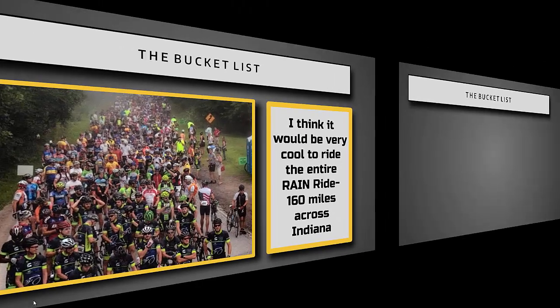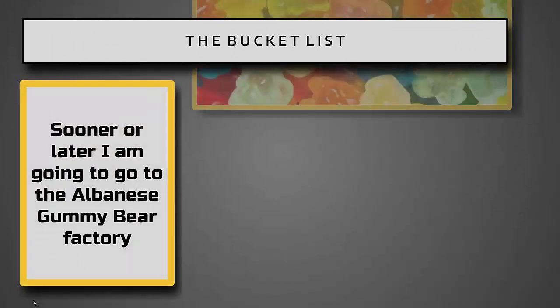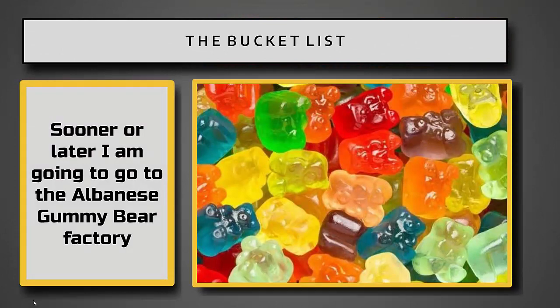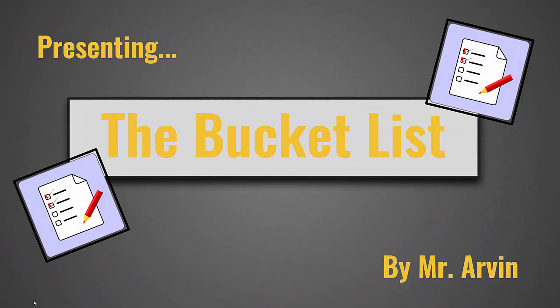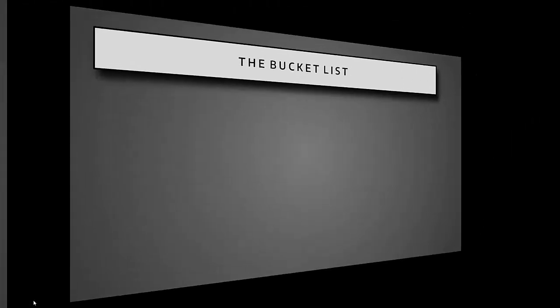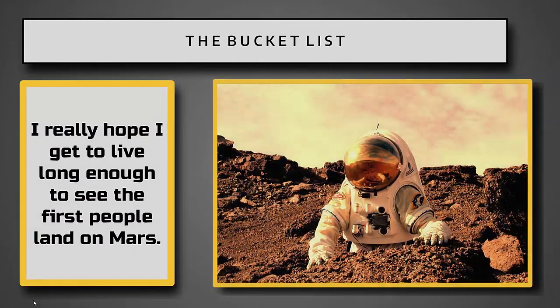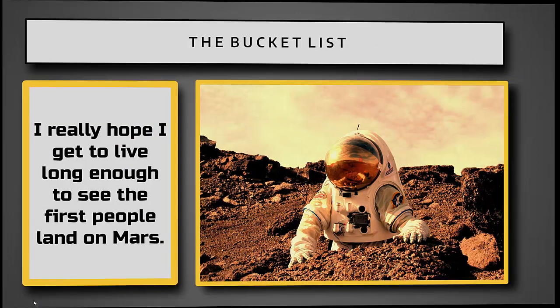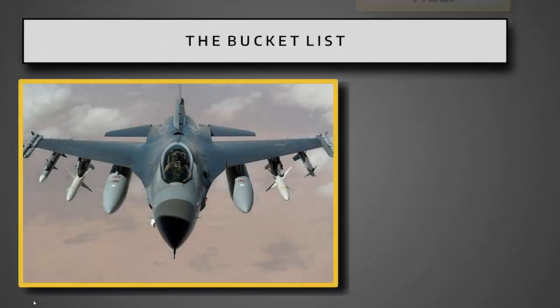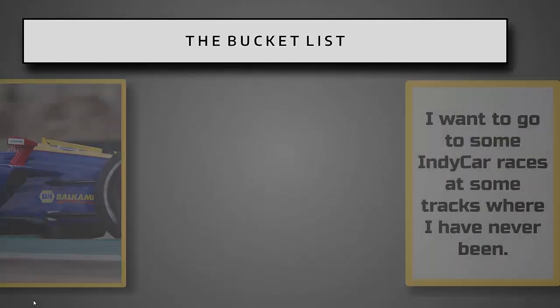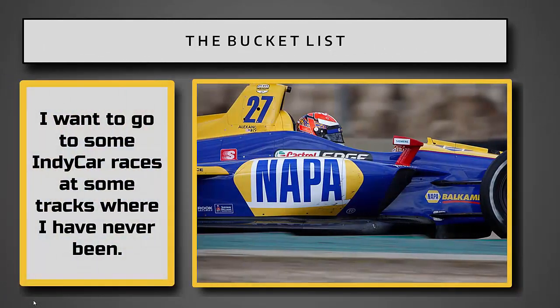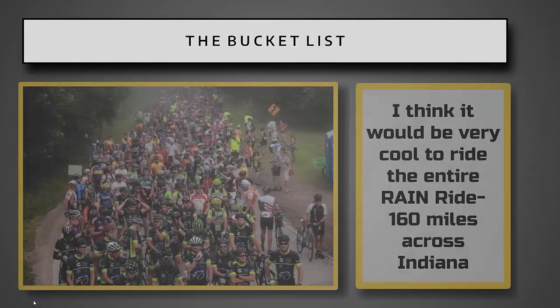I would like to ride the entire Rain Ride. I've ridden parts of it, but not the whole thing. And someday I want to go to the Albanese Candy Factory. All right, and I set mine to loop so that it's kind of going over and over here. So you see the idea. I have text, I have images, there's something animated on every page. I tried to work to make an attractive appearance for my show.